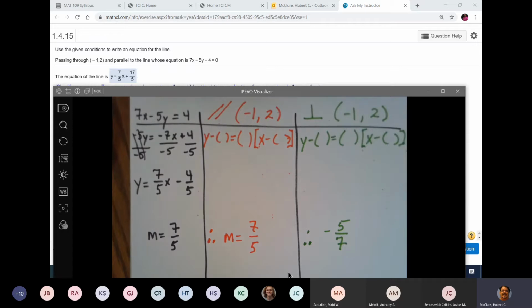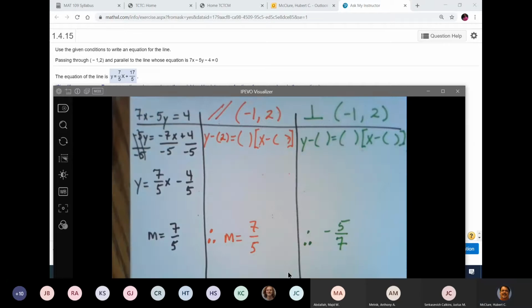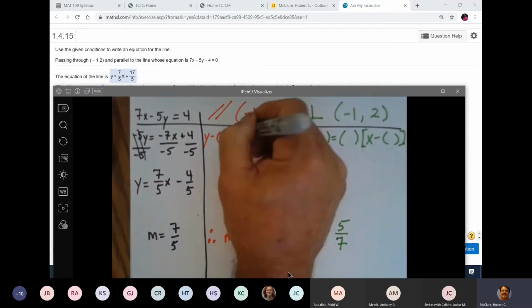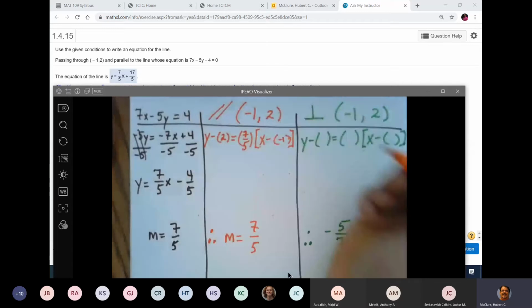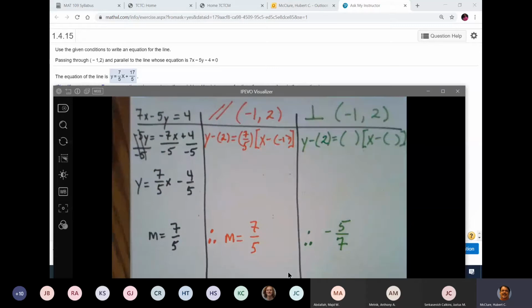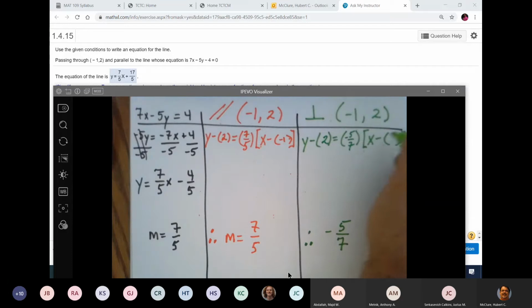So y minus 2, I'm going to fill it out for you, is 7/5 x minus a -1. And then y minus 2 is -5/7 x minus a -1. Give you another minute or two to finish it.